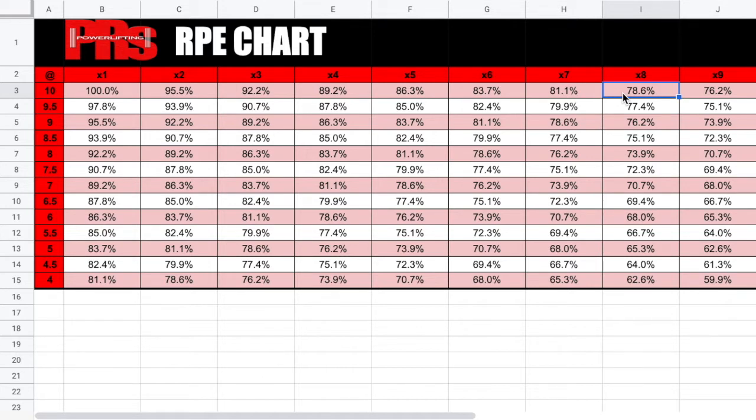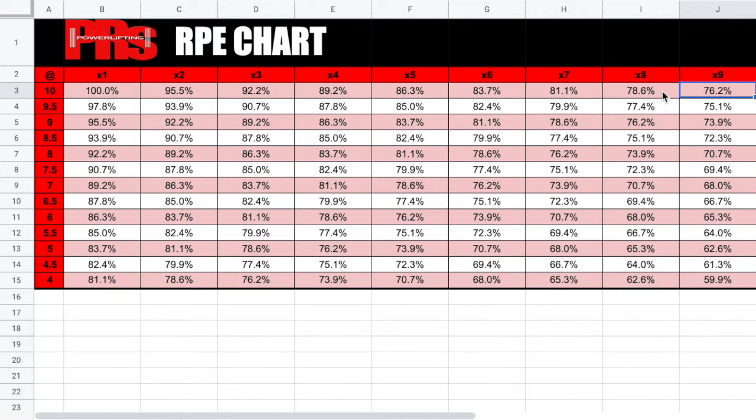I'm going to use that throughout this video because I use it as a broad generalization. If I'm programming, I might get a lot more specific. For example, a set of 8 to 9 is only about 2.6%, it looks like. But at the same time, 3% is a pretty good rule: 1 rep equates to 3%, or 1 RPE equates to 3%, or a half RPE equates to 1.5%.